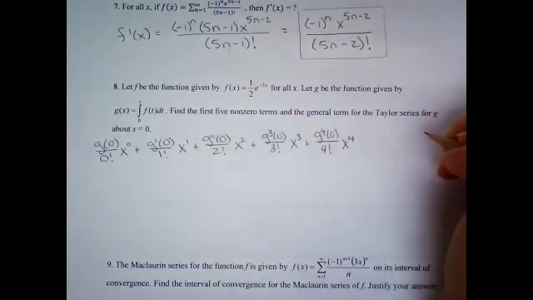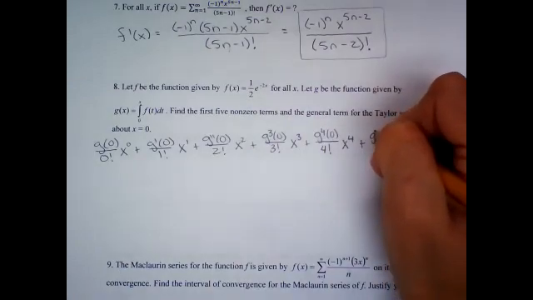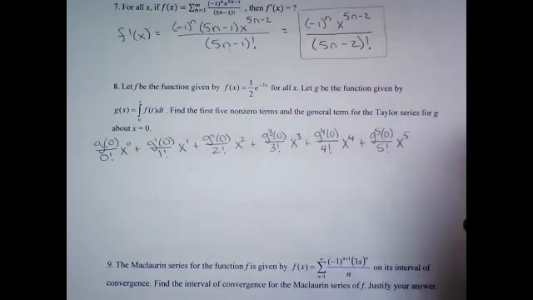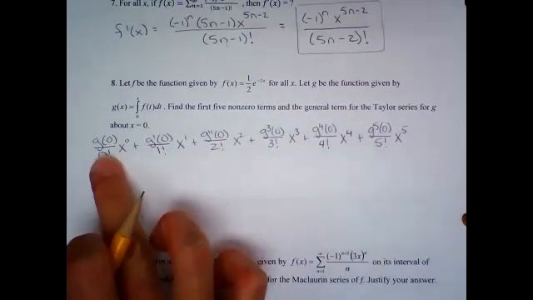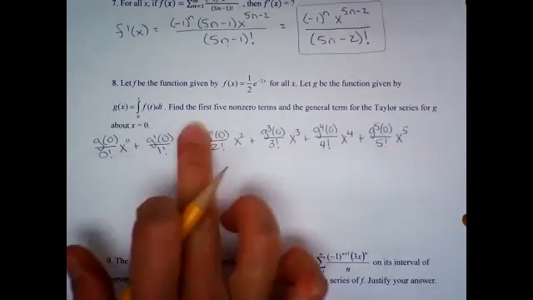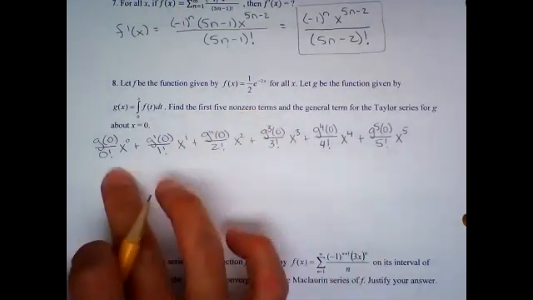How far do I need to go? The first 5. Actually, I think I wrote out 6. But I'm going to need to go all the way to that because this first one's going to end up being 0, and it says write out the first 5 non-zero terms.